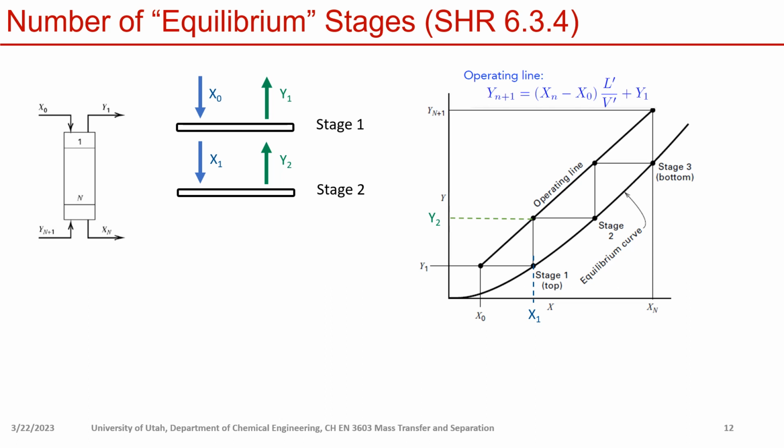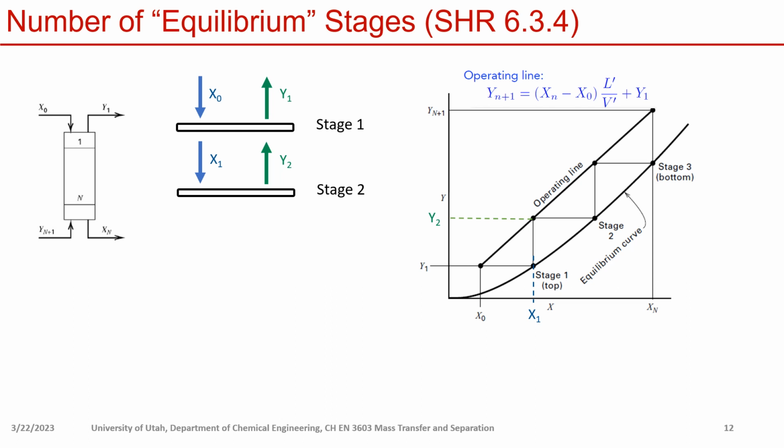Again, how do we do that? Basically, x1 is in equilibrium with y1. So when we know y1, we can get x1 on the equilibrium curve. Then y2 is on the same operation line as x1. So now, as we know x1, we can find y2 on the operation line. So now we figure out the composition above stage 2.